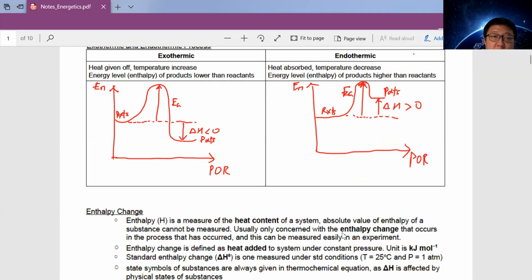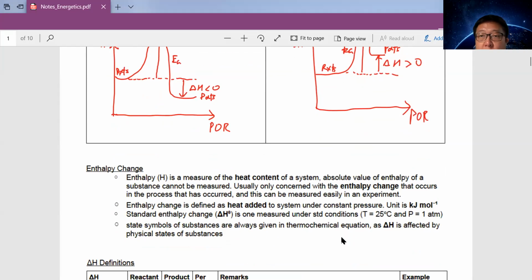So that is enthalpy change, and I leave it to you to read. The negative sign is exo, the positive sign is endo. This is what we actually talk about, the standard enthalpy change over here. Standard enthalpy change is measured under standard conditions: temperature is 25 degrees Celsius and pressure is 1 atm.